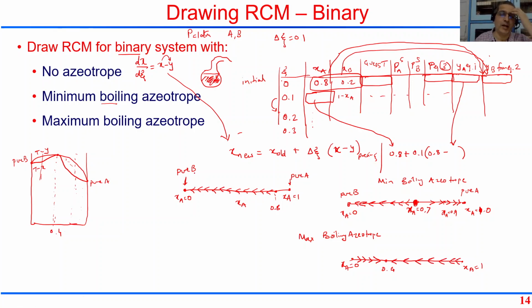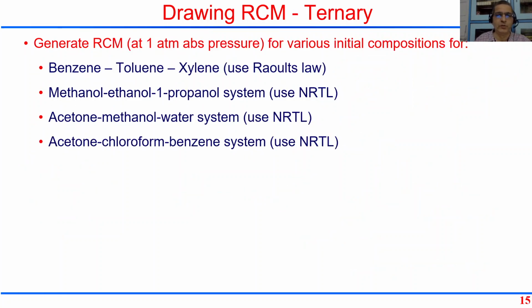Okay, but you can actually calculate this. What I would like you to do, not just for binary now, what we would like to do is do this for a ternary. That's more important, that we do it for a ternary system, and we depict this ternary on a triangular diagram. So what I would like you to do is generate the residue curve map for benzene, toluene, xylene using Raoult's law, or methanol, ethanol, propanol using NRTL, acetone, methanol, water using NRTL, acetone, chloroform, benzene using NRTL.